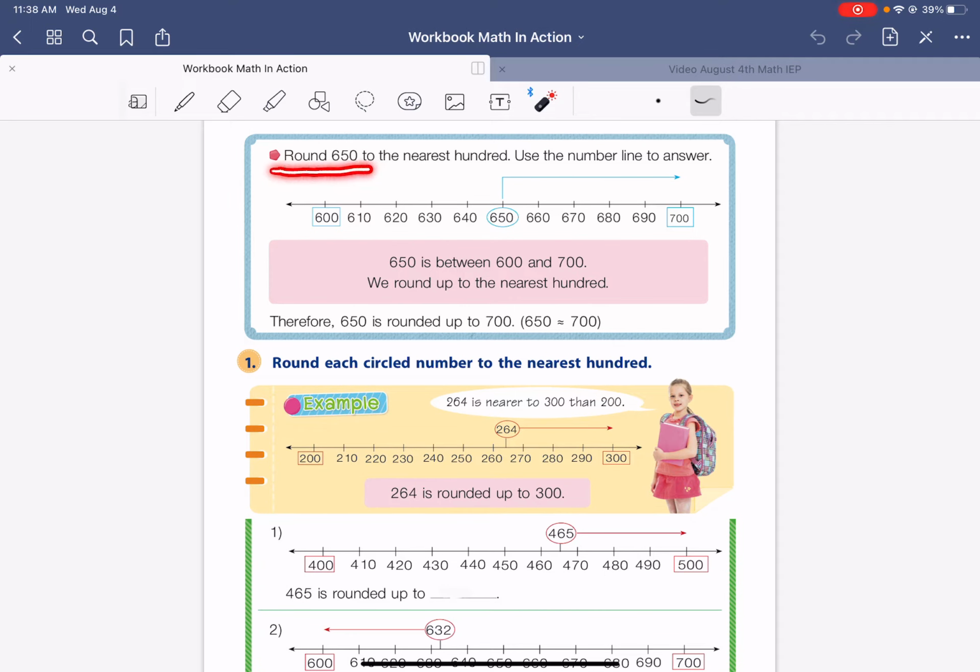Round 650 to the nearest 100. So use the number line to answer. 650 is between 600 and 700. We round up to the nearest 100 because 650 is in the middle. Remember, 5, we go up. We see the number 5, we go up. So therefore, 650 is rounded up to 700. 650 is approximately 700.